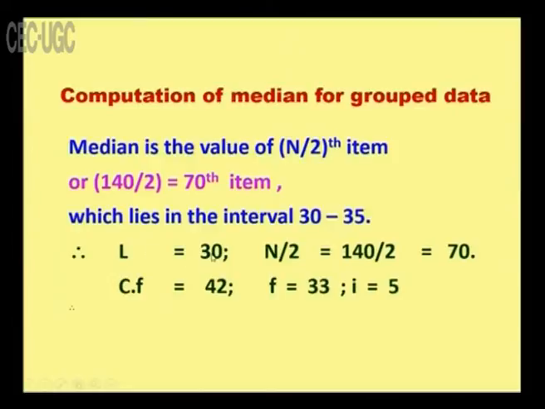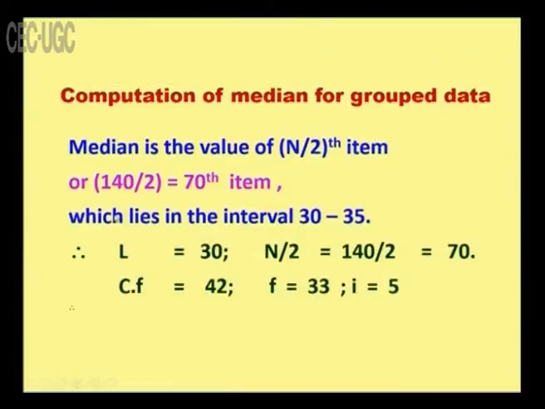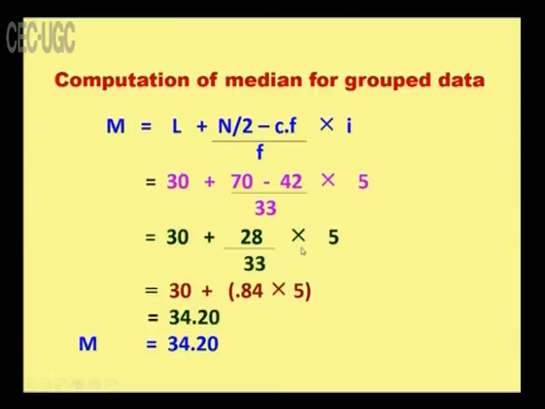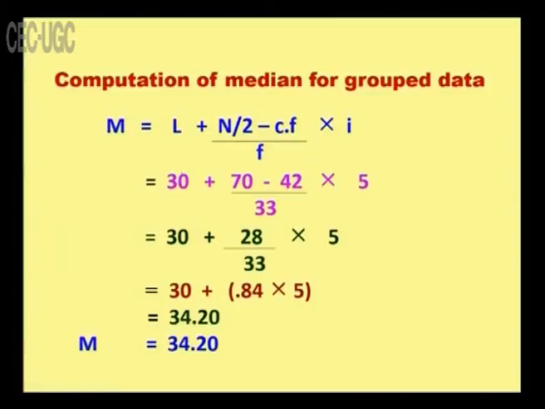Now, L is 30, and n by 2 is 140 by 2, that is equal to 70, and the cumulative frequency is 42, f is 32, and i, that is the class interval, is equal to 5. And now, let us fit all these values into the formula, the median is equal to L plus (n by 2 minus Cf) by f into i, and by putting all the values we get 34.20. As we have already discussed, the median is lying in the interval 30 to 35, and therefore exactly 34.20 is lying in between 30 to 35, and therefore, as we have already seen, it is the median class. And therefore, my dear friends, by using this formula we can find out the median for some grouped data.